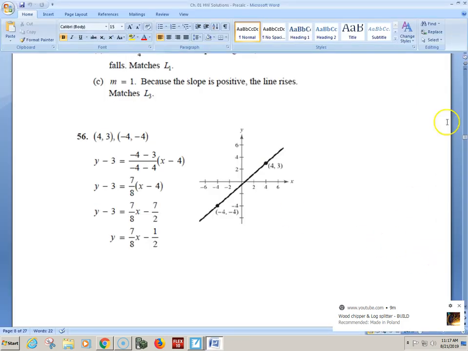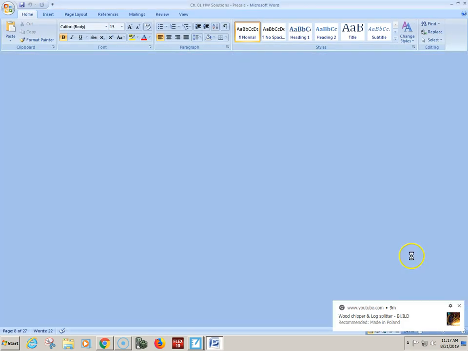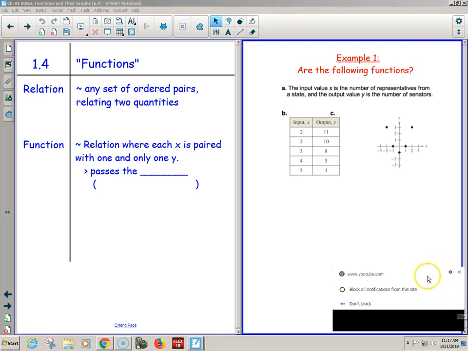No, I don't want to save the changes to my PDF or to that. Section 1.4, let's go, guys. Let me block whoever's popping up.